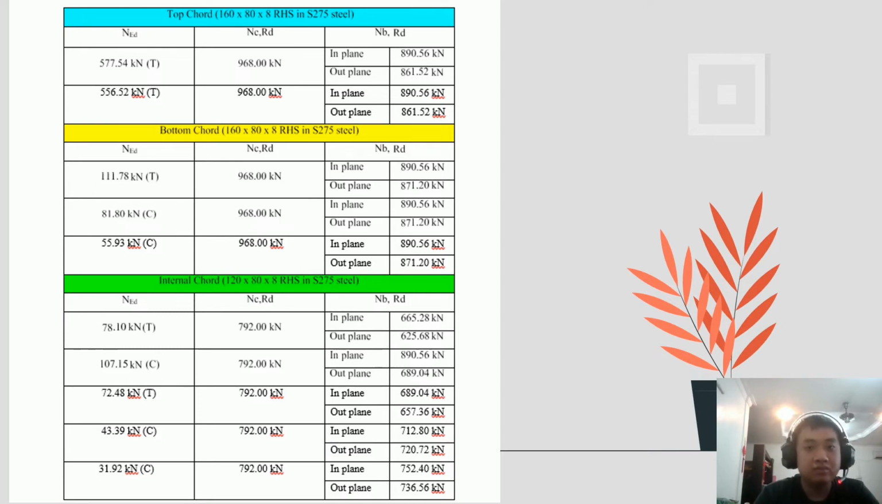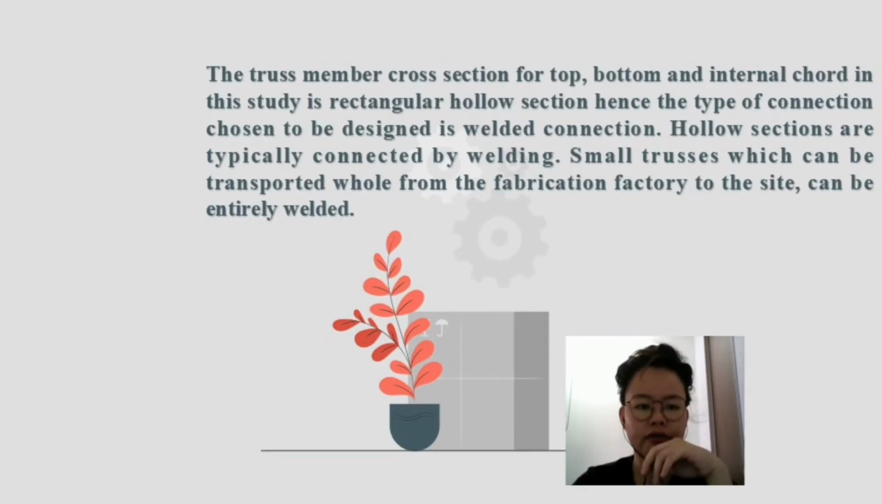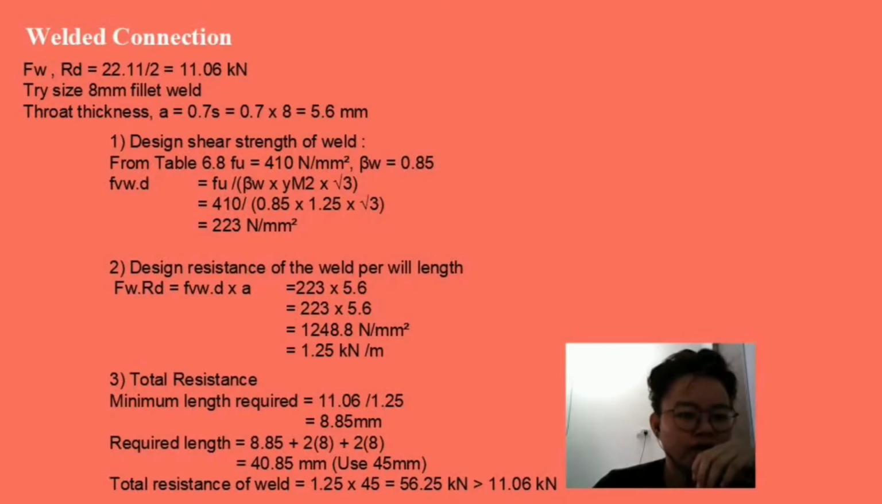I want to present the design of connection. Design of connection is for the truss member cross sections for top, bottom, and internal chord. In this study it is a rectangular hollow section, hence the type of connection chosen to be designed is weld connection. Hollow sections are typically connected by welding. Small trusses which can be transported from the fabrication factory to the site can be entirely welded. Weld connection.